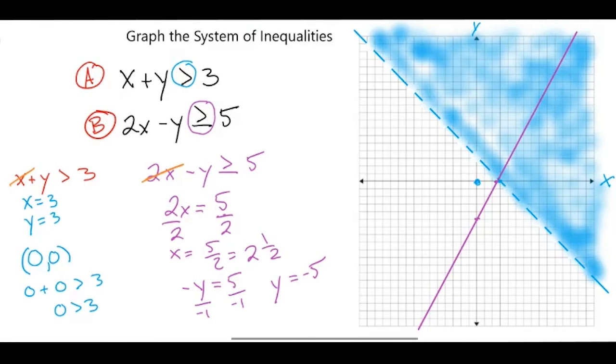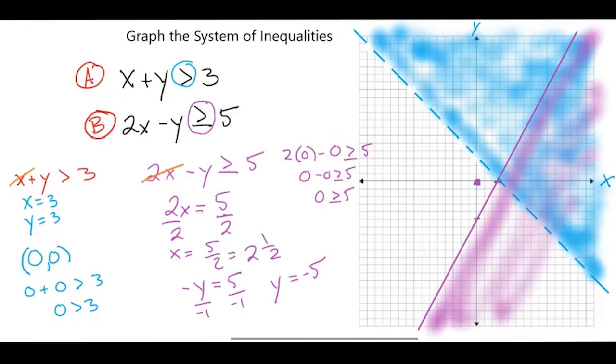Now I need to pick a point to see if it works. And since 0, 0 is not on the line, I'm going to try 0, 0. So let's try 0, 0. So that's going to be 2 times 0 minus 0 is greater than or equal to 5. Well, 0 minus 0 is greater than or equal to 5. Let's see, 0 is greater than or equal to 5. That is not true. So I shade where 0, 0 does not exist. So I'll shade on this side of the line.